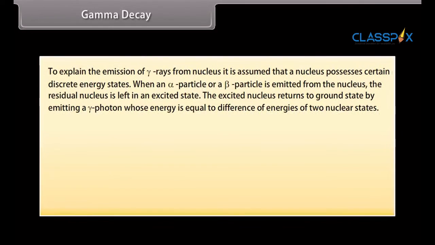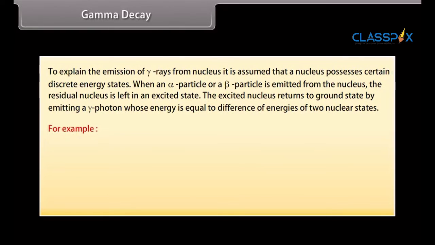Gamma decay. To explain the emission of gamma rays from nucleus, it is assumed that a nucleus possesses certain discrete energy states. When an alpha particle or a beta particle is emitted from the nucleus, the residual nucleus is left in an excited state. The excited nucleus returns to ground state by emitting a gamma photon, whose energy is equal to difference of energies of two nuclear states.